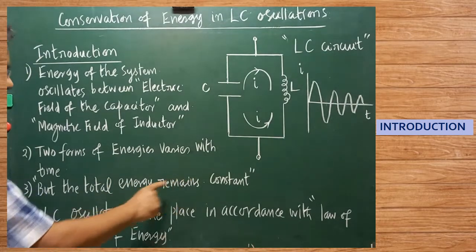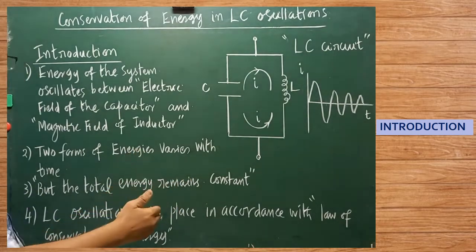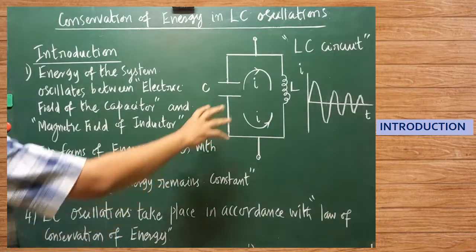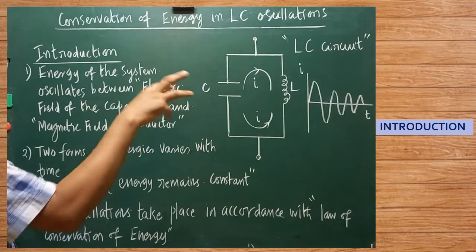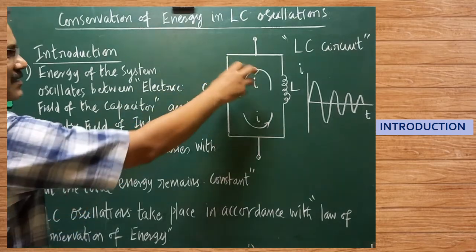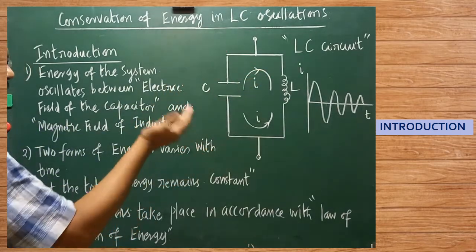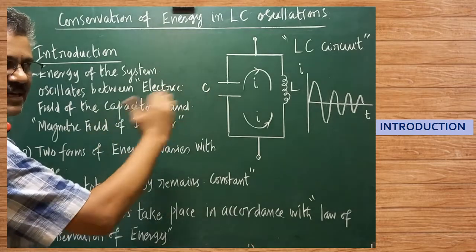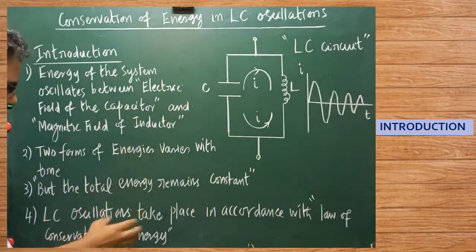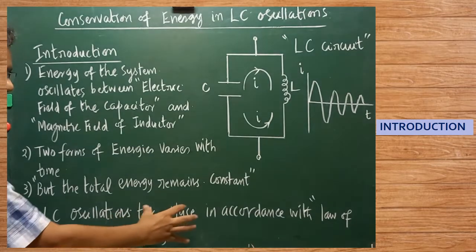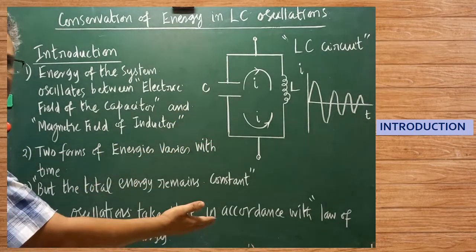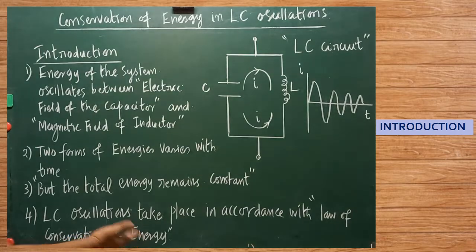The total energy of the system remains constant. It shows that the production of oscillatory current is clear. At the time of production of oscillatory current in the LC circuit, when the energy transformation is taking place, which law is obeyed? The LC oscillations taking place in the LC circuit obey the law of conservation of energy.